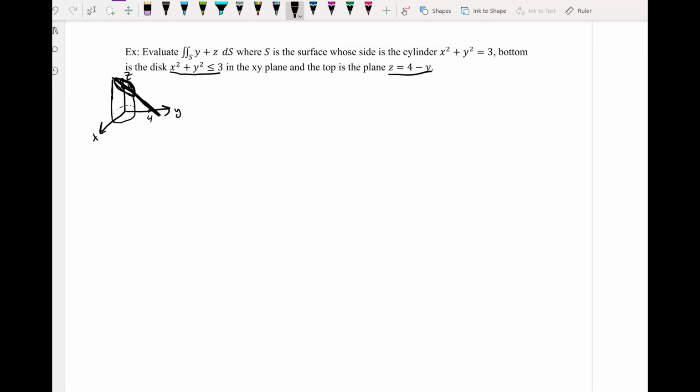Okay. So if I say y plus z is the density of this particular shape, I just want to make sure that I know what the mass of this whole thing is. Now this problem is a doozy because there are 3 different components to this. There are 3 different surfaces, right?